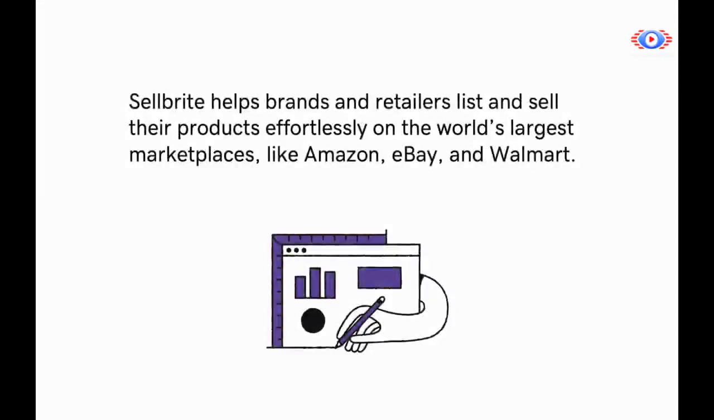Sellbrite helps brands and retailers list and sell their products effortlessly on the world's largest marketplaces, like Amazon, eBay, and Walmart, through one intuitive interface. We're going to show you many of the ways in which Sellbrite automates the selling process in our product demo.